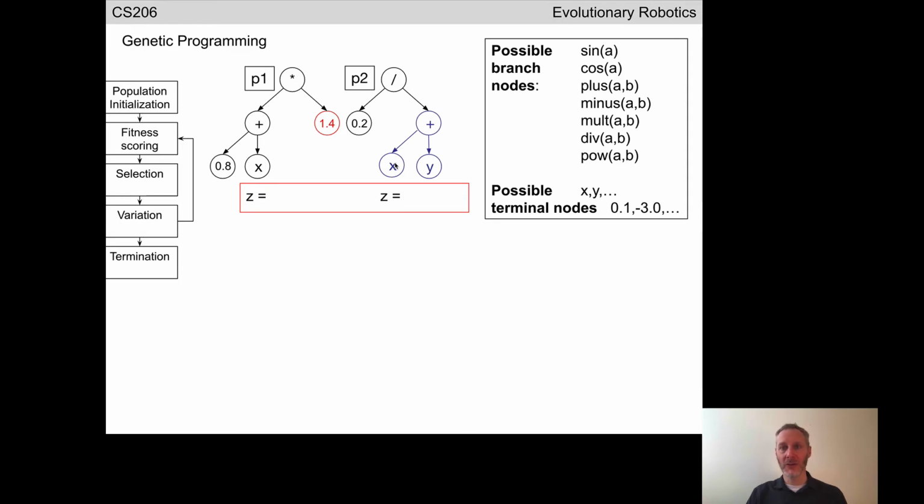That's it. Logan's got it, right? So we're doing depth first, which means we go here, we go down to the first child, 0.2, 0.2 divided by x plus y. Exactly.